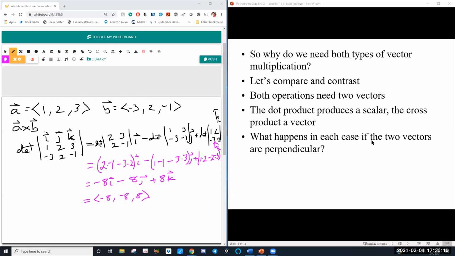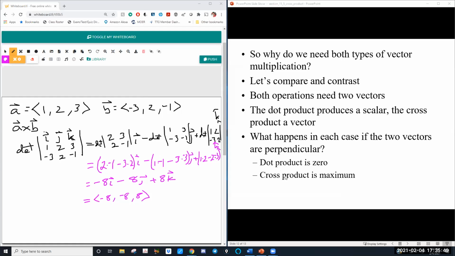Now, in each case, what do we have if the vectors are perpendicular? Well, we know that the dot product, we saw last time, if they're perpendicular, is 0. In this case, the cross product, if we think of that torque example, torque is going to be a maximum if we push in a direction that is perpendicular to our lever. So the cross product is at a maximum when the two vectors are perpendicular.